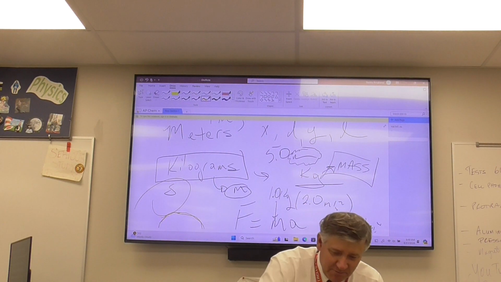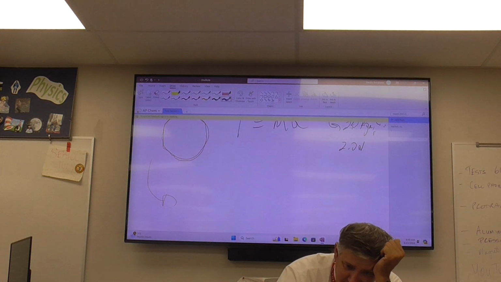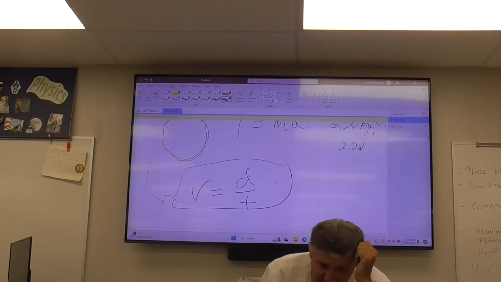And from that, and we'll talk more about this tomorrow, you can get velocity. And there's a whole bunch of different ways to calculate velocity. One is distance divided by time.